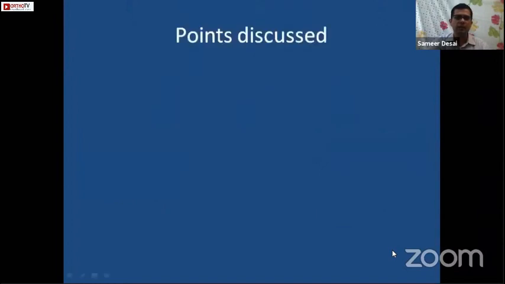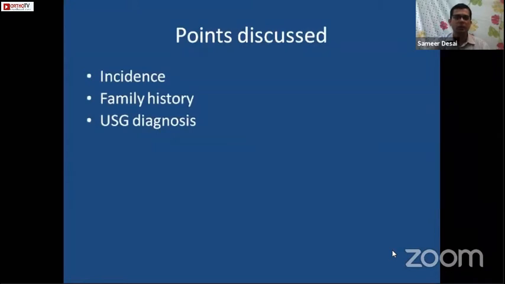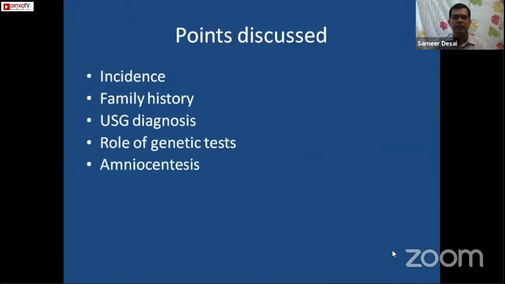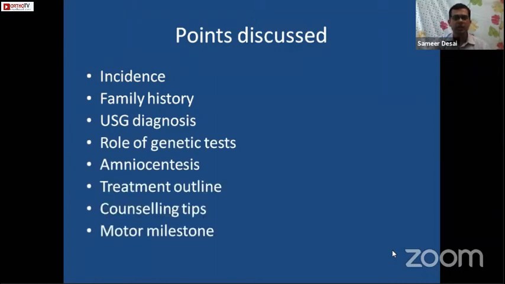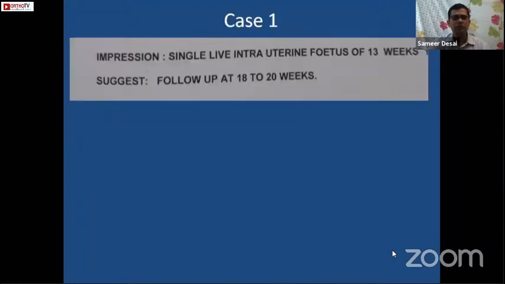congenital anomalies were seen. So the points that I will be discussing are the incidence, the family history, ultrasound diagnosis, what are the pitfalls, what is the classification system that is used, role of genetic tests, role of amniocentesis, treatment outline, and counseling tips, and finally motor milestones.